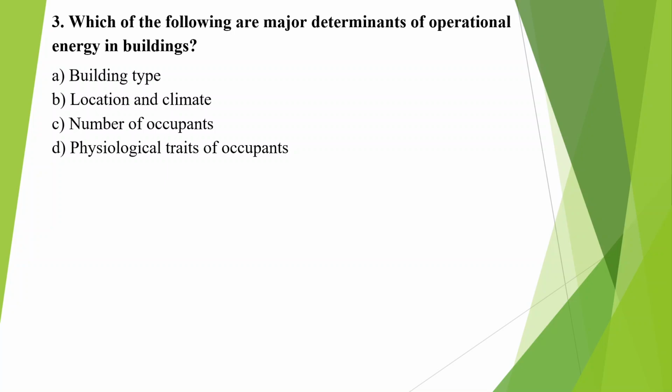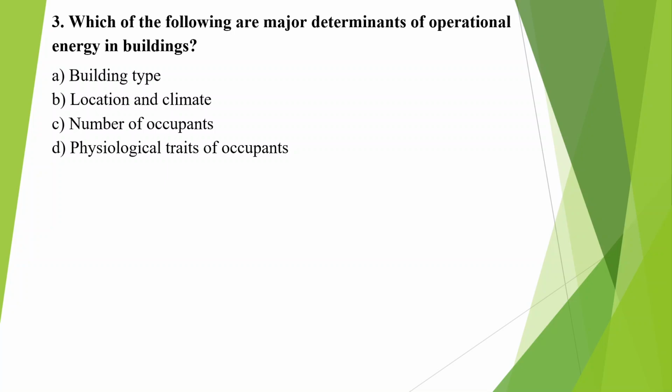Then location and climate. If it is constructed in severe climate conditions, where it's so much cold, where it's so much hot or hot and humid, will the operational energy change or not? Then third, the number of occupants. Whether the number of occupants is 10 or 20, will the operational energy depend on the number of occupants, or will it remain the same?